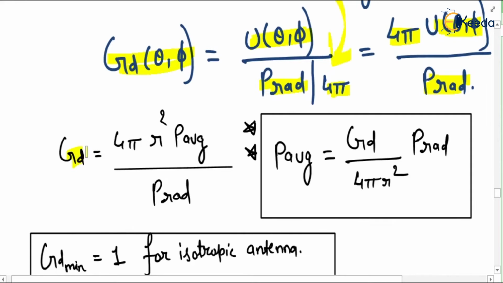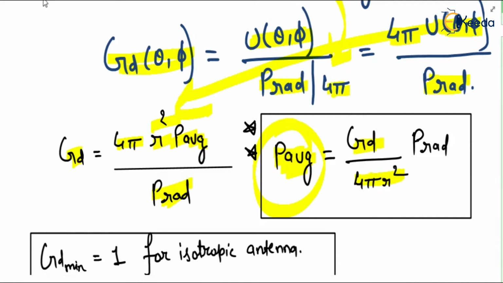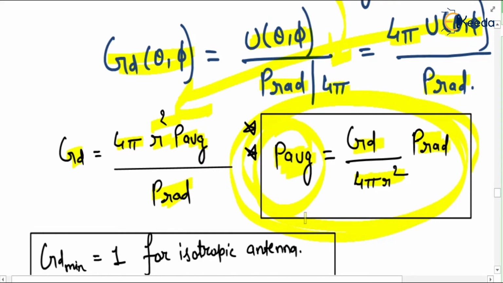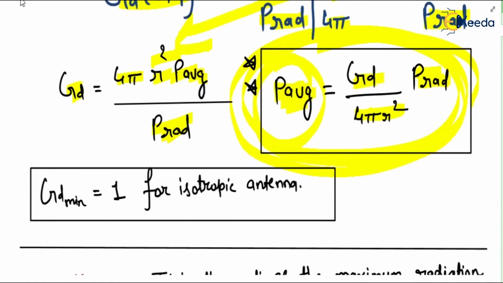So we put GD equal to U(theta, phi), which is R square into P average. So GD is 4 pi into R square into P average divided by radiated power. So the time average Poynting vector, or time average power density, P average, is GD divided by 4 pi R square into radiated power. This is an important formula: P average is equal to GD upon 4 pi R square into P radiated. GD minimum is equal to 1, and it is for an isotropic antenna.